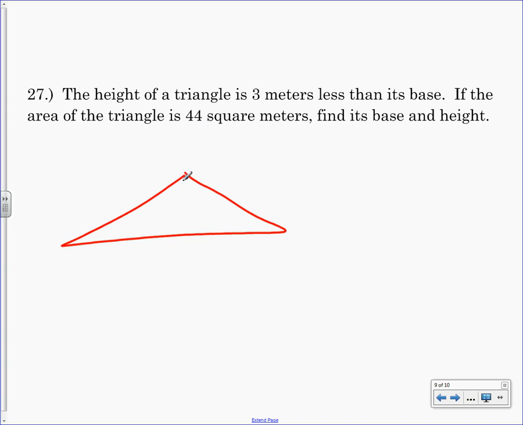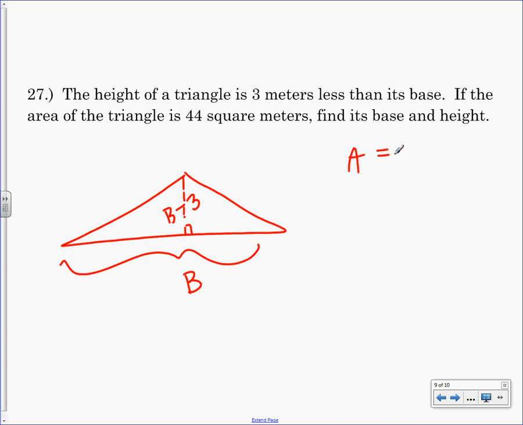Okay, height of a triangle. Let's see here. 3 meters less than the base. So the whole thing, I'm going to call B for base. The height of the triangle is 3 meters less. How do I write that? B minus 3. That matters, right? You can't subtract in any order, so it's not the opposite. So make sure you did that right.